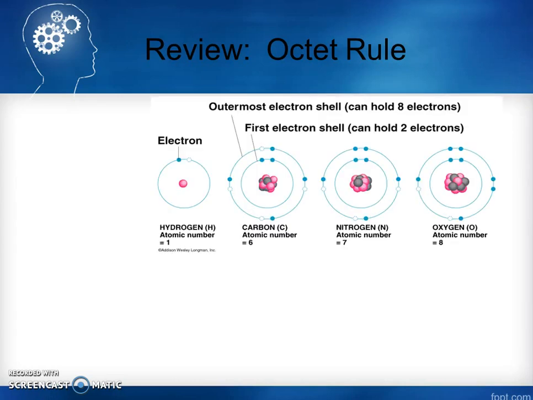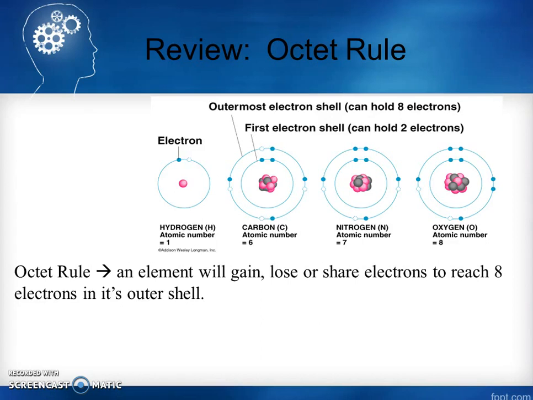The octet rule states that an element will gain, lose, or share electrons to reach 8 electrons in its outer shell. This number 8 is representative of the noble gases. Those guys are stable in column 18. They all have 8 electrons in their outer shell. Now we've got one exception here, and that exception is hydrogen.